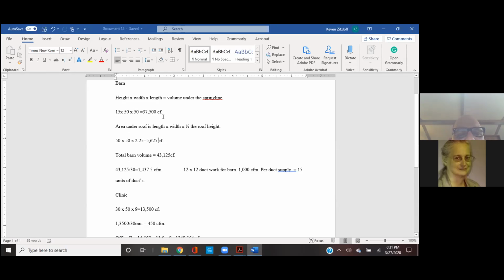A 12 by 12 duct gives you 1,000 cubic feet per minute. So if we divide our cubic feet per minute requirement, 43,125, the total barn volume divided by 30 minutes, 2 changes per hour, we get 15 1,000-cfm ducts. We actually get 14 and change, but you always round up. So we decided to go with 15, because we always want to go a little bit more than a little bit less.